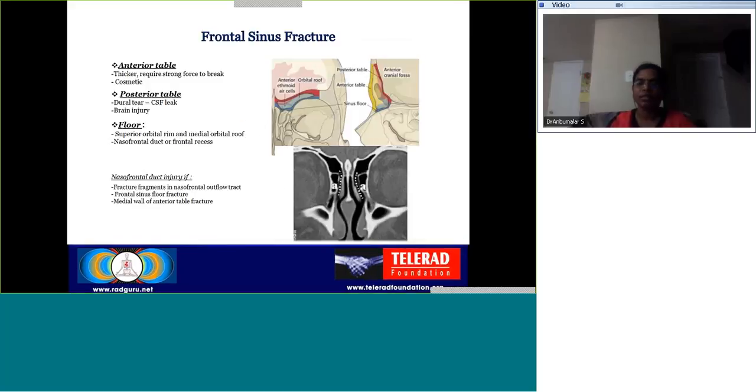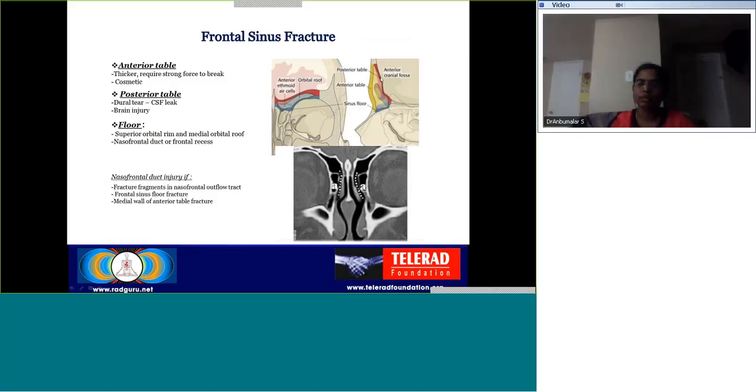First is the frontal sinus fracture. The frontal sinus has an anterior table, a posterior table, and the floor of the frontal sinus. The anterior table is thicker, and if it is injured, it is more of a cosmetic alignment that is needed.